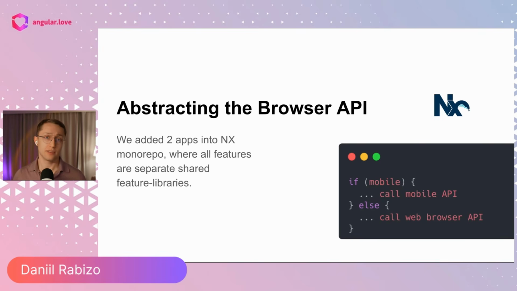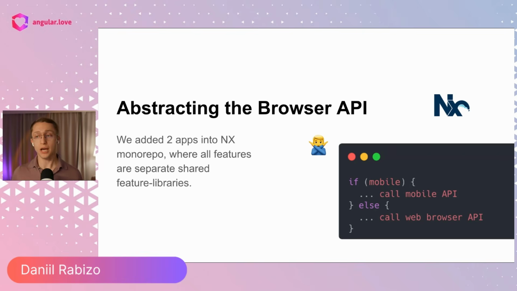And in many applications like this, which support both web platform and mobile platform, you will see constructions like this. So if we are in a mobile platform, call the mobile logic. If we are in a web browser, call the browser logic. And this is what we generally want to avoid at any cost, because this if-else logic will spread all over the application and the code will become unmaintainable, and we want to avoid this.